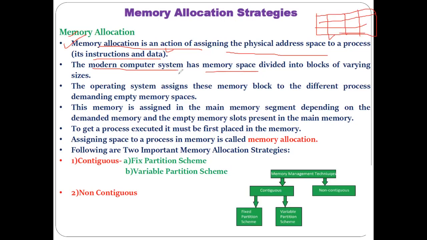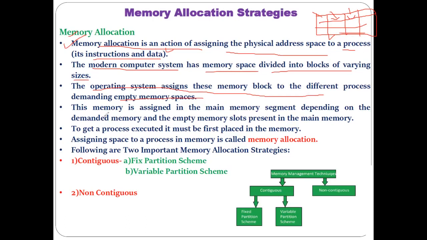The same thing I have written here. The modern computer system has a memory space divided into blocks of various sizes. The operating system assigns these memory blocks to different processes depending on the empty memory spaces. So memory allocation is nothing but assigning whatever free memory spaces are there to the different instructions and data which are part of your process. In short, assigning memory to the different processes.